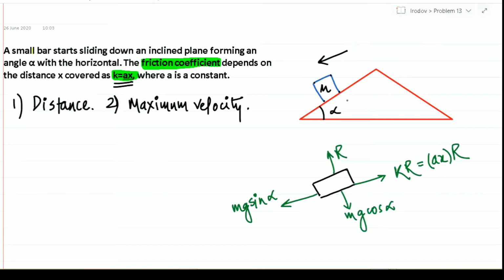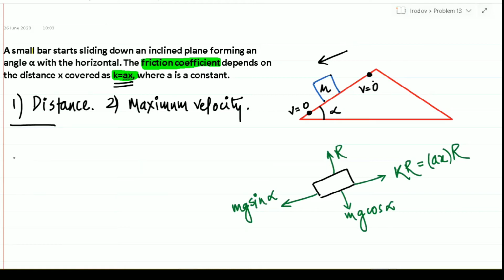Obviously, let us say it starts from some point. Let us say it starts from here, it ends here, and here the velocity v is equal to 0. Here the velocity is also equal to 0. So there is a point somewhere in between where it has achieved a maximum velocity. The velocity goes on increasing, and then it decreases to 0. So we are going to talk about the distance and maximum velocity.